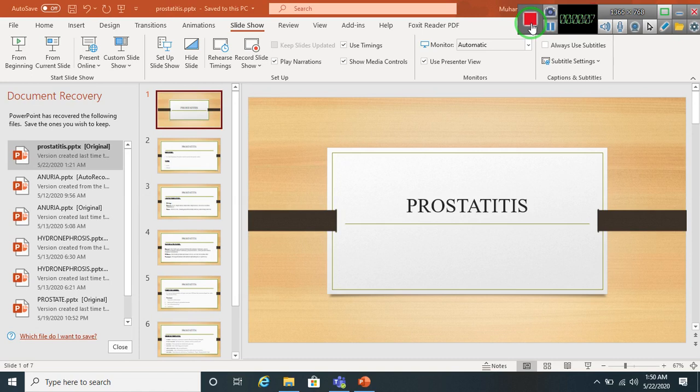Today's presentation is about prostatitis. What is prostatitis? It is the inflammation of the prostate gland, seminal vesicles, and the posterior urethra.